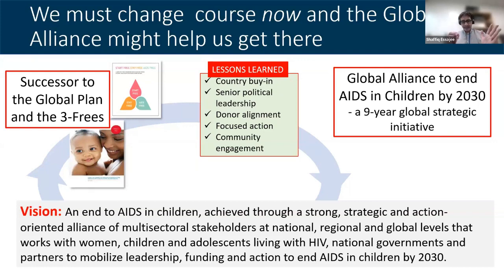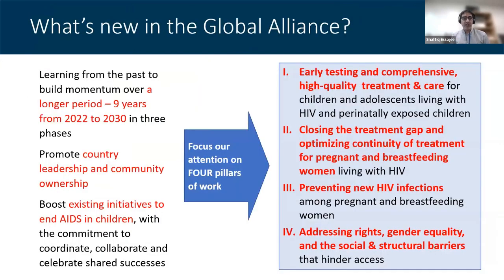And those lessons of the importance of country buy-in, senior political leadership from organizations like WHO, like UNICEF, alignment with donors so that we can actually walk the talk with money instead of just talking about the things that are important, focused action so that we're clear about where the gaps really are, and engagement with communities to try to make change. What we're trying to do is to learn from the past to build momentum over a longer period of time. So the Alliance was launched in '22, and that gives us 9 years, which we're dividing into 3 phases to try to achieve these objectives.